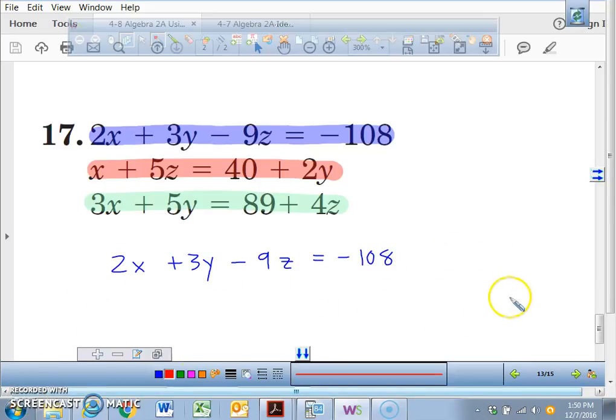All right, second row, switching colors. Let's scan it. You've got an x, you've got a 5z equals a 40 and a 2y. Wait a second. Everything doesn't seem to be perfect. How about x? Is that good? All right, so just put x right here. Now, I have 5 z's, so what I'd like you to do is put the 5 z's underneath the negative 9 z's, so they're all in order. The 40 looks like it's where it's supposed to be, right? It's on the right side of the equal sign.